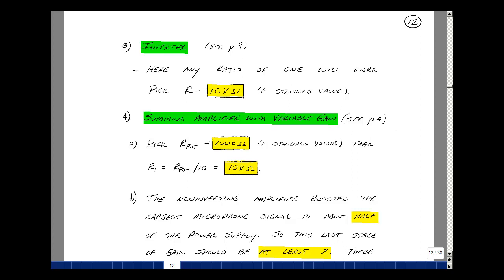Next, take a look at the summing amplifier with the variable gain that we did on page 4. You have to pick the value of the potentiometer. Let's say pick it to be 100K, it's a standard value. Then my value for R1 is the pot divided by 10, so that I can get a linear rotation with power as I'm moving the pot from one end to the other. So that gives me a value of about 10K, which again is also a standard value resistor.